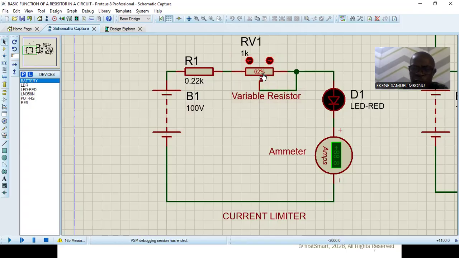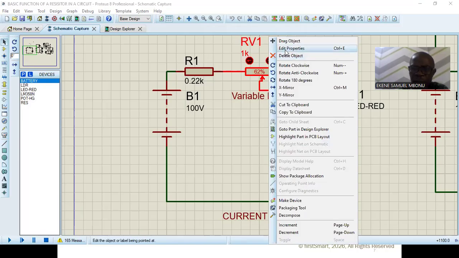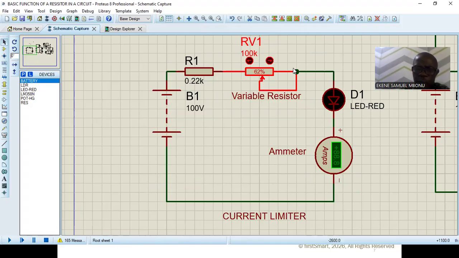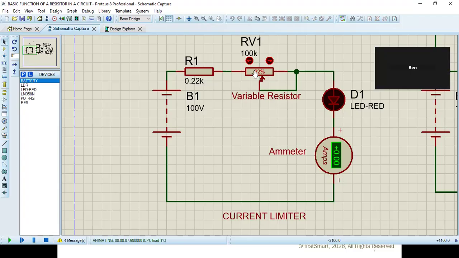And if we increase the value of the resistor, say we increase it to 100K, the value of current will still reduce more. You can see, what do you observe now? No current is flowing, because I've practically increased the value of the resistance.